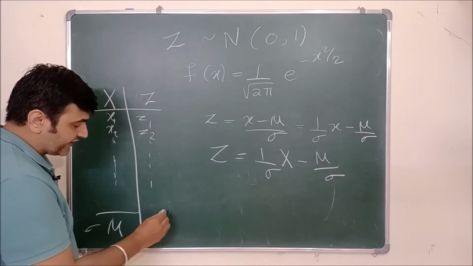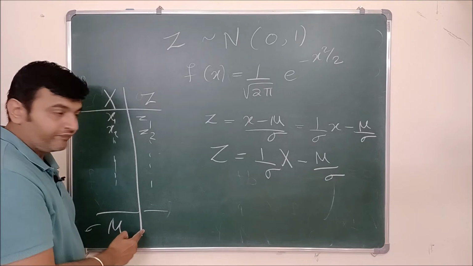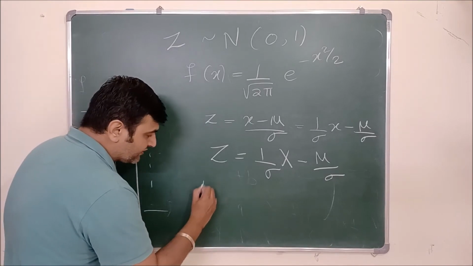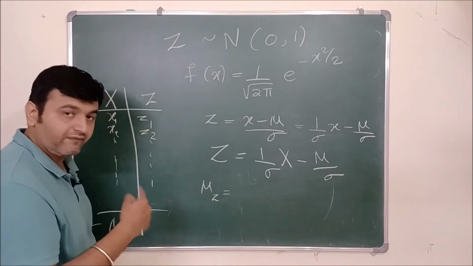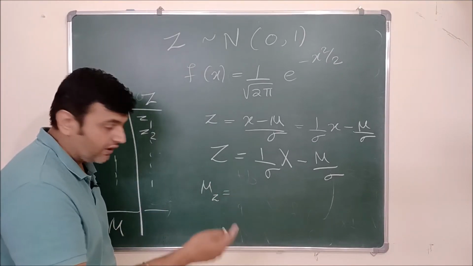Okay, good. Now what can you say about the mean and variance for this? Now we know the formula. So what is the mean for the random variable z? We saw earlier, if y is ax plus b, then what is the mean?